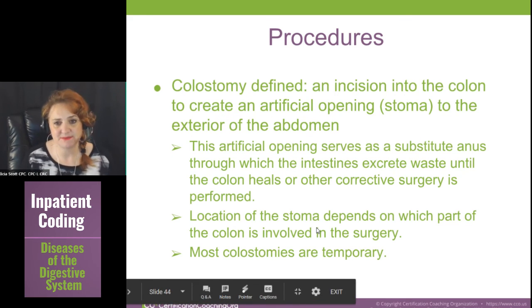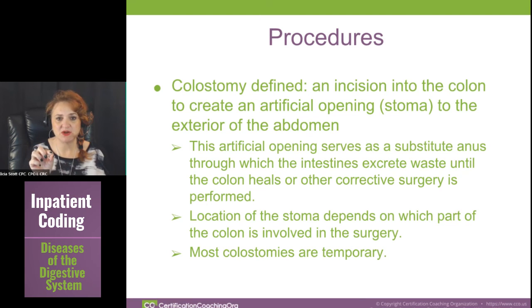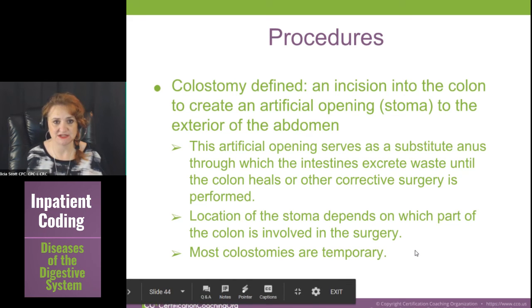If we get a colostomy, they put an incision into the colon, and they make a stoma, and then it bypasses exiting the body through the regular route through the colon and rectum, and waste is released out of the stoma. It's a substitute for the anus, ultimately. And it really depends where the diseased part of the colon is as far as the placement. Most of the time, colostomies are temporary. So they're letting something heal, and then they'll reverse it.